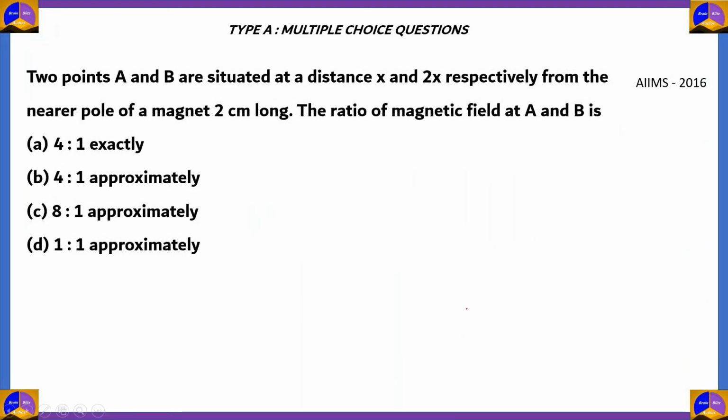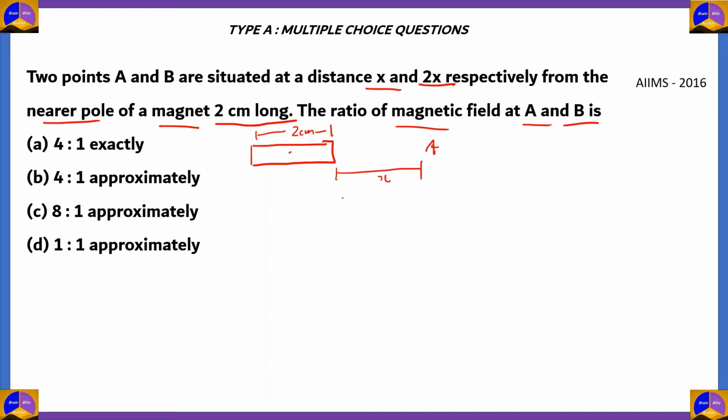Now let's look at this question. 2 points, A and B, are situated at a distance x and 2x respectively from the nearer pole of a magnet. The length of the magnet is given as 2 centimeters. Find the ratio of the magnetic field at A and B. So let's draw the diagram first. We have a small magnet, and this magnet is 2 centimeters long.